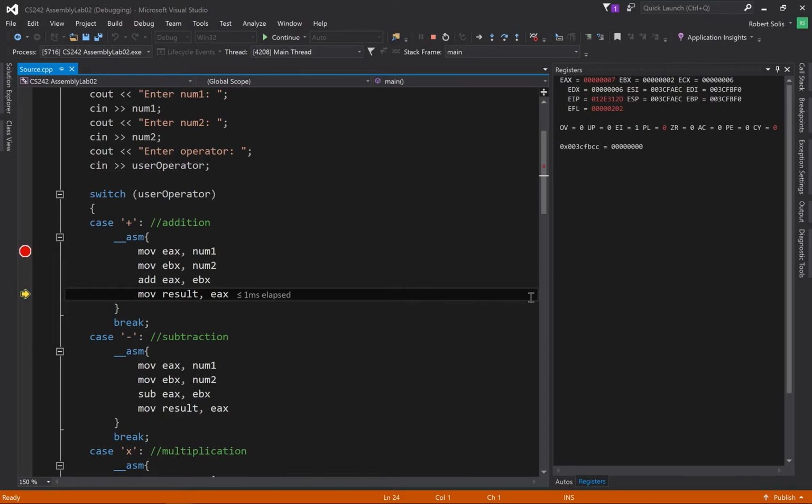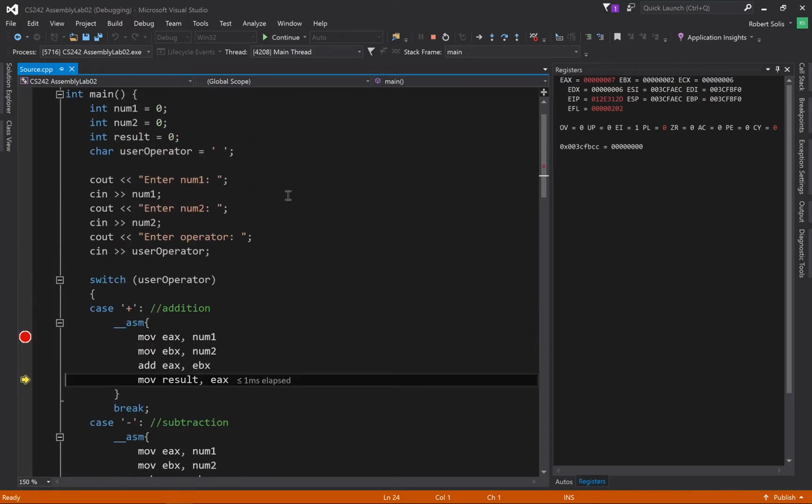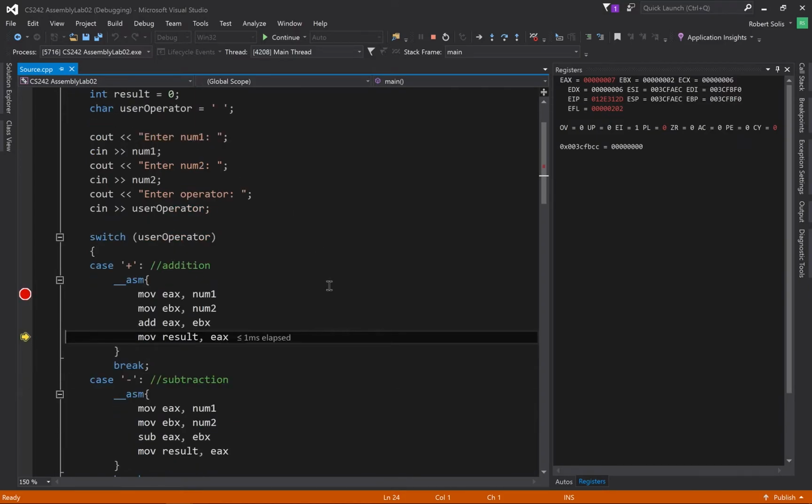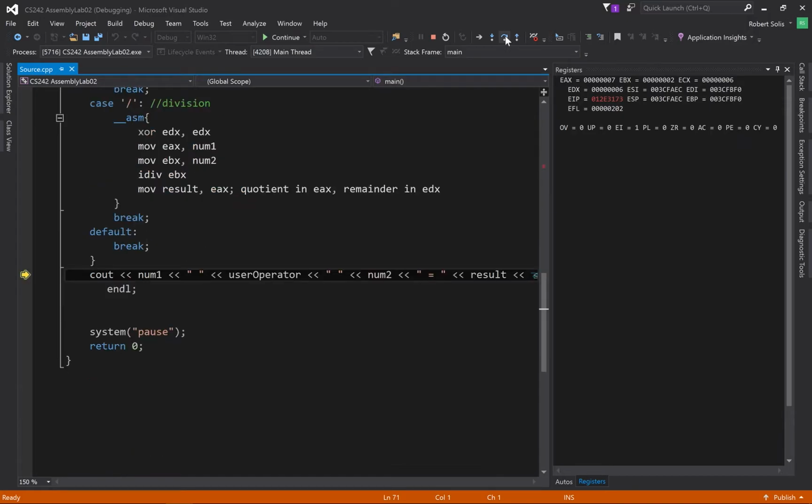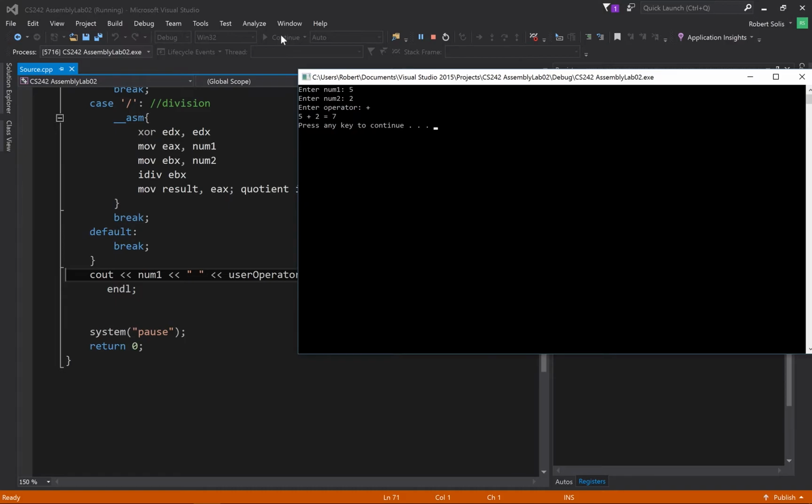All right, well, now what I want to do is I created a variable over here called result, and I want to move the contents of the EAX register into result. So if I step through this, notice that over here, the move has taken place, result is now 7, and so now I'm going to step and simply output the following, where I indicate to the user that 5 plus 2 is equal to 7.